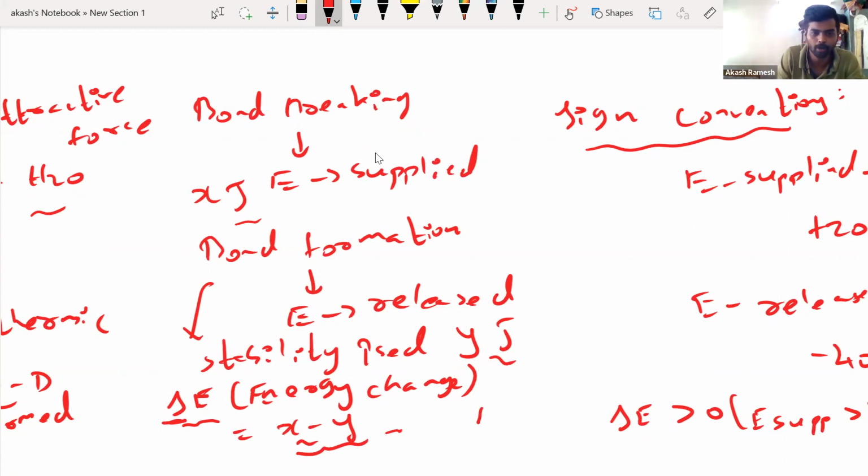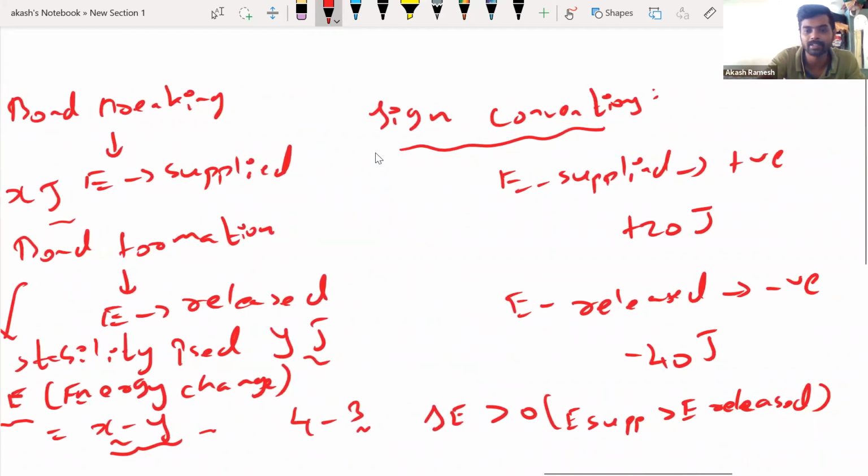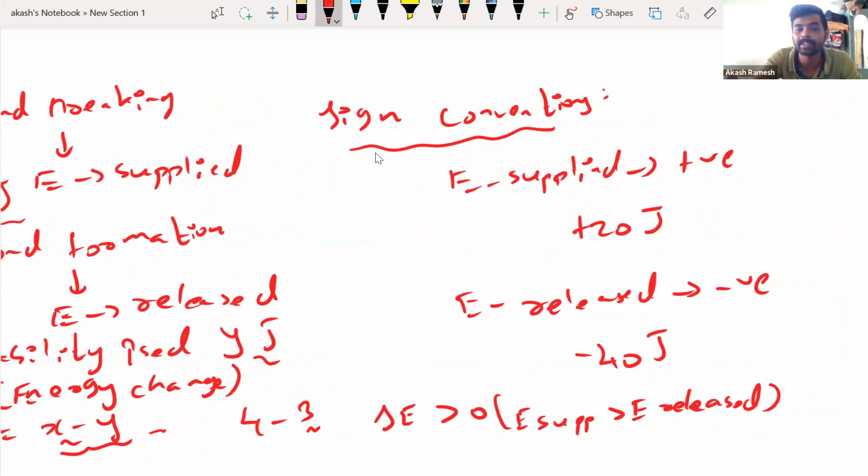Say it's like 4 minus 3. Say 4 joules of energy is absorbed, 3 joules of energy released. So delta E will be 1 joule. So obviously it is greater than 0. That means delta E greater than 0 means energy supplied is greater than the energy released. And whenever you see delta E is greater than 0, that corresponds to an endothermic reaction. Why? Because delta E is positive, it is greater than 0.